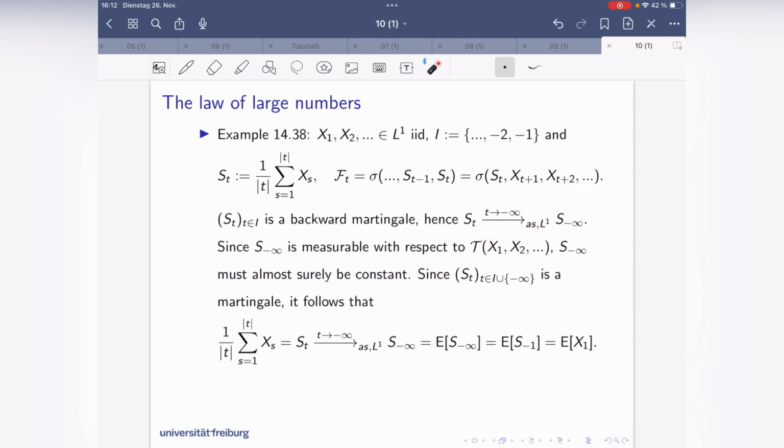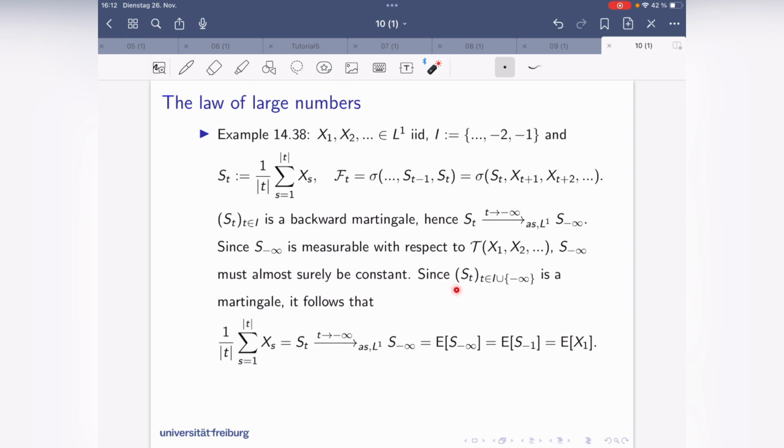to some S minus infinity. Now the question is, what is S minus infinity? It should be the expectation of X1 if it's the law of large numbers, but you have to argue why that is. So S minus infinity is measurable with respect to some terminal sigma algebra here, so it must be almost surely constant.